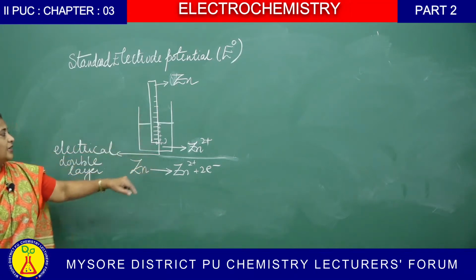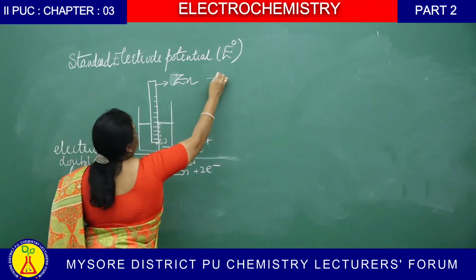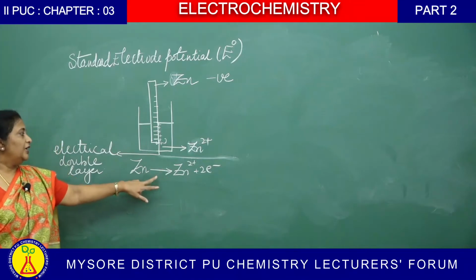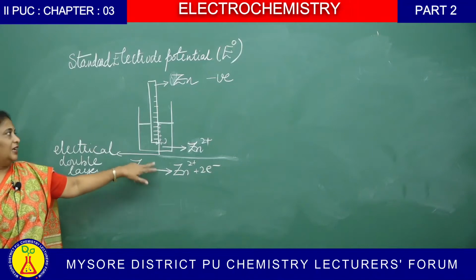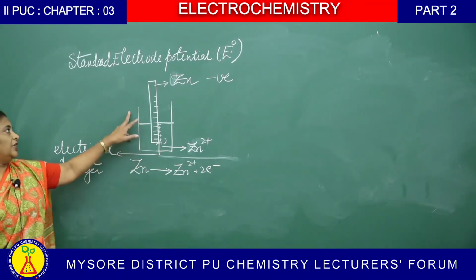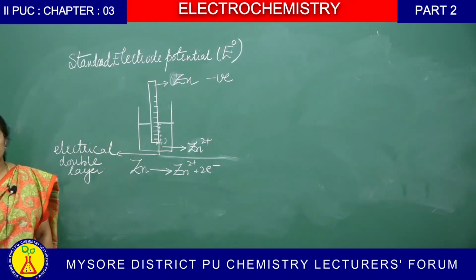Now, because there is accumulation of the negative charges, the zinc electrode will have a negative charge. So, in an electrochemical cell, why is zinc the anode? It is the anode because it is undergoing oxidation, and any negatively charged electrode in an electrochemical cell, you call it the anode. So, this is a negative electrode.